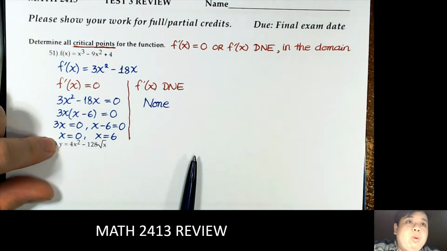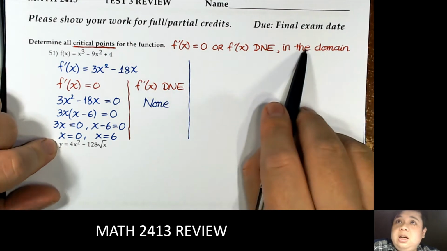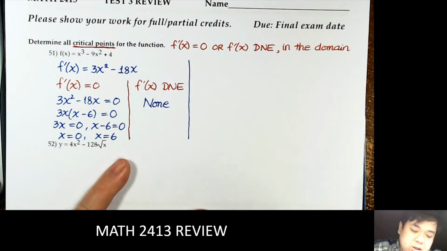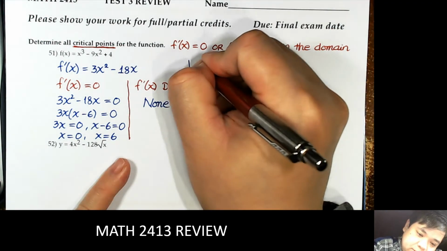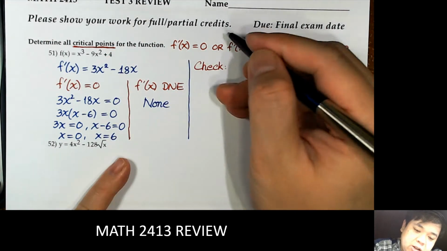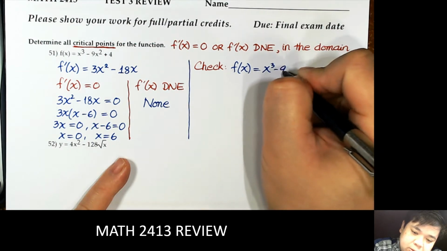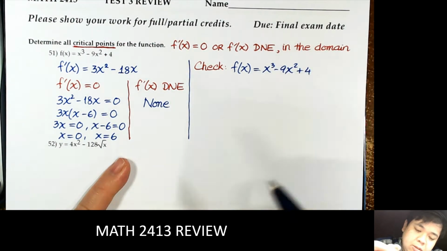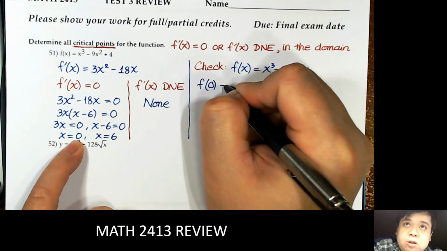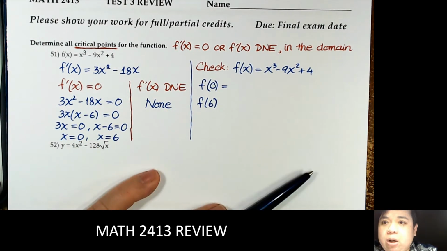Right, so we found the points x equals 0 and x equals 6. Last thing we need is to make sure it is in the domain. So we're going to check with the original function, and check this is the function. We're going to put in 0 for x, and then put 6 in for x. Just use the calculator quickly.